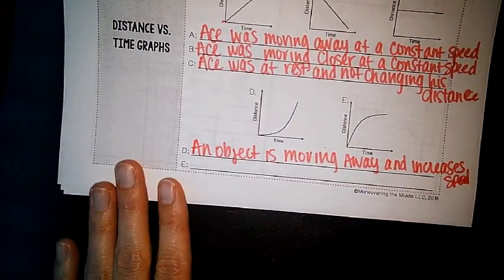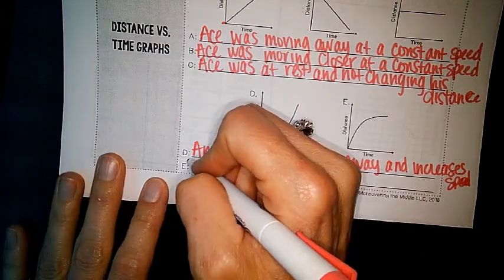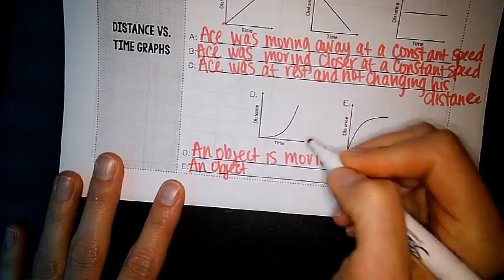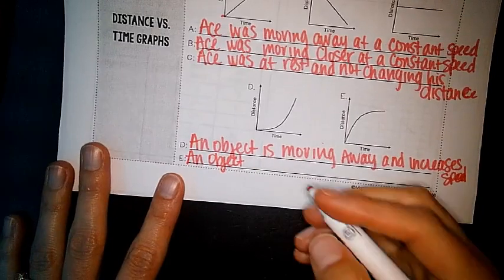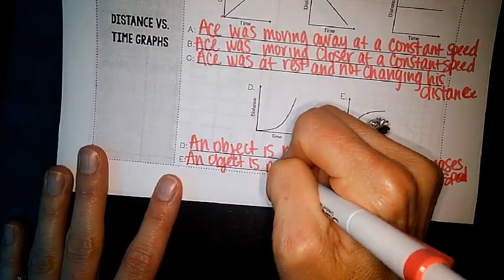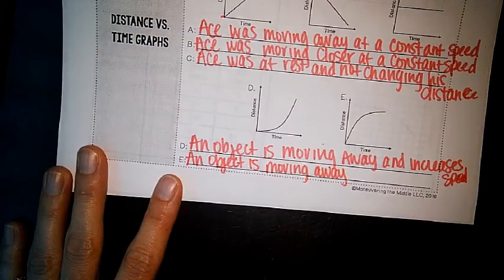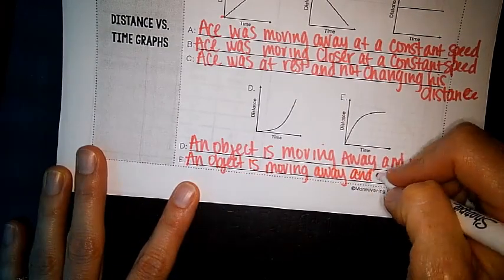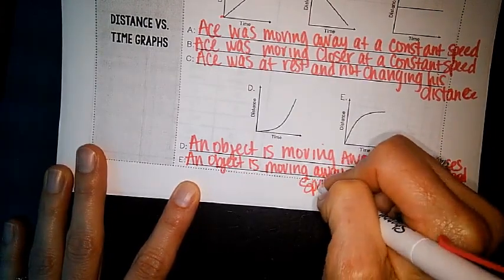Okay, so the object is what? Remember, we're trying to figure out if it's going away or coming closer. So the object is what? Moving away. What's happening to the speed? It's what? And decreasing speed. Do y'all see how it's just starting to slow down? Okay, turn the page.